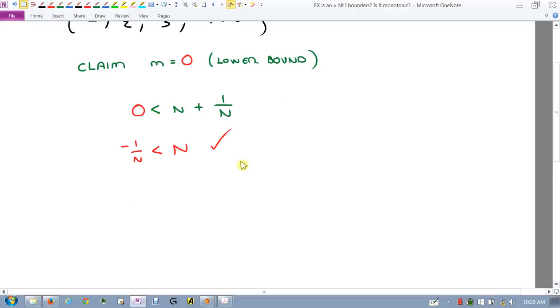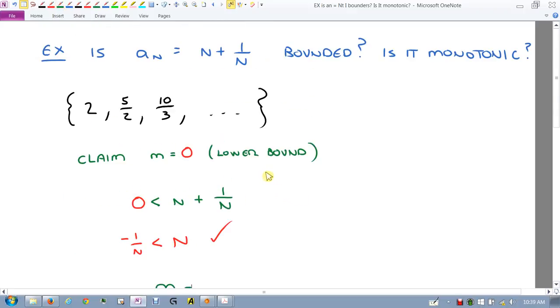Now you need to find an upper bound. Capital M. What about an upper bound? What happens as n goes to infinity? That becomes infinite, right? 1 over infinity is going to go to 0. So isn't this thing just going to infinity? So how are you ever going to have an upper bound? You're not going to.